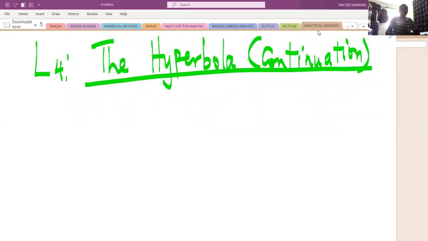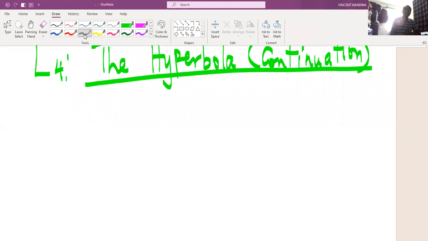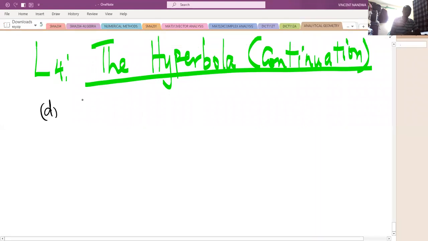So welcome to this class. In this session, we are going to discuss the equation of hyperbola when the center is shifted from the origin to a point h, k, and then the transverse axis is parallel to the y-axis. So we call this one D, relating to what you have done before.